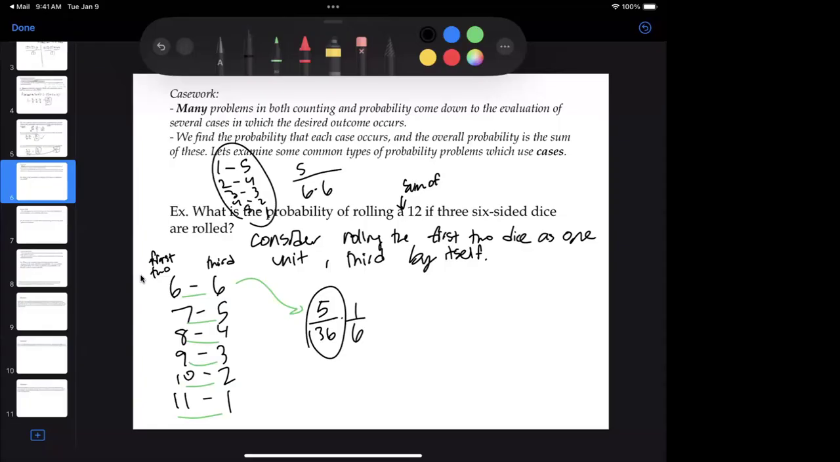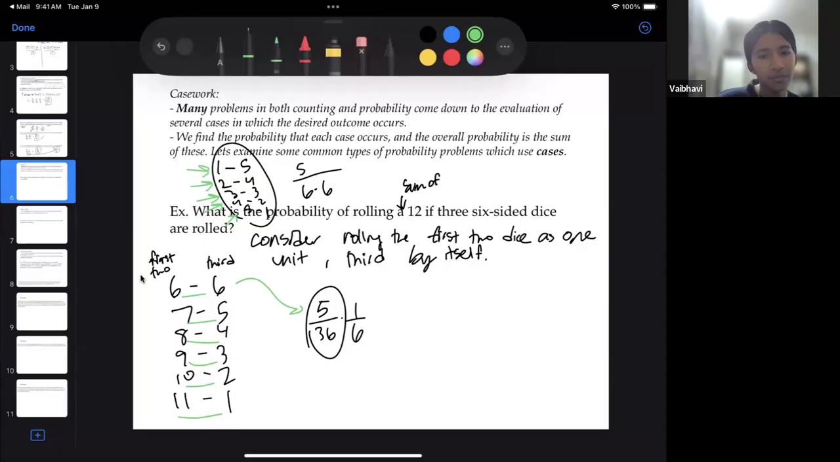So why did you do 5? You mean 5 in the numerator? Yeah. Because there are 5 desired outcomes. Oh, okay. And then the 36, I'm just a little confused on that too. Because for the first 2 dice, there are 6 times 6 ways, right? Like in total. Oh, 6 times 6. Okay, yeah, thank you.